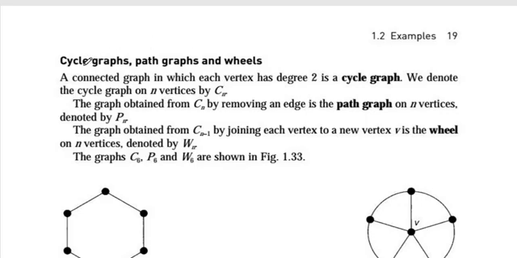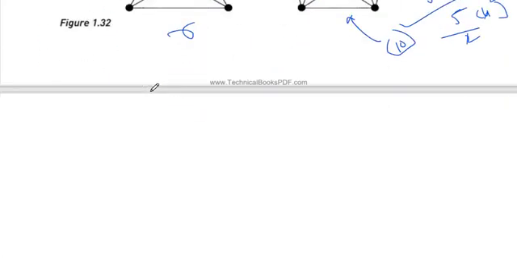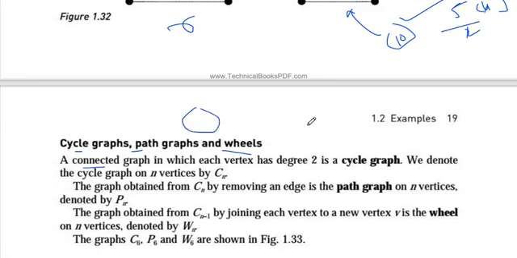Next, cycle graph, path graph and wheels. Let's see. A connected graph, first of all it has to be connected, it should not be open like this. A connected graph in which each vertex has degree 2 is a cycle graph. We already know how to find the degree of a vertex: the number of edges counted at a particular vertex. So in a cycle graph the degree of each vertex is equal to 2.